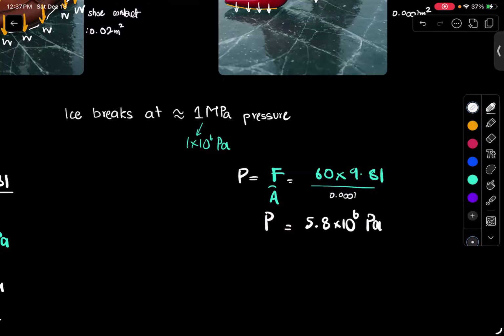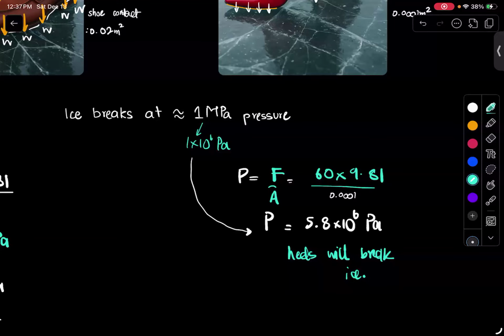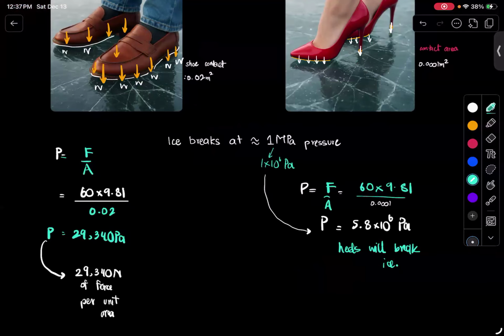And is that larger than 1 megapascal? Yes, it is. That means that heels will break ice. Heels will break ice, right? So that's basically the big idea, that you've got to figure out how much force you're applying per unit area.